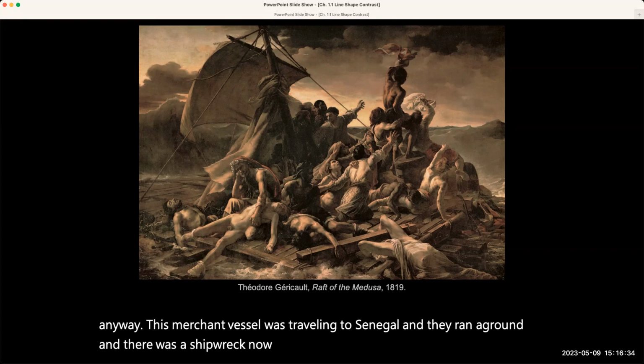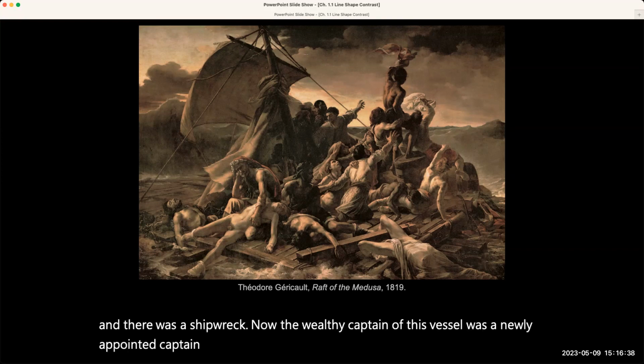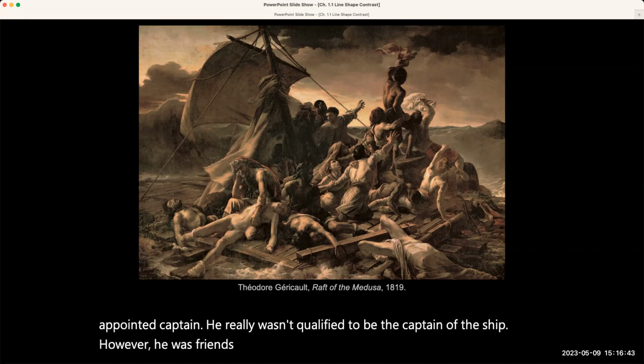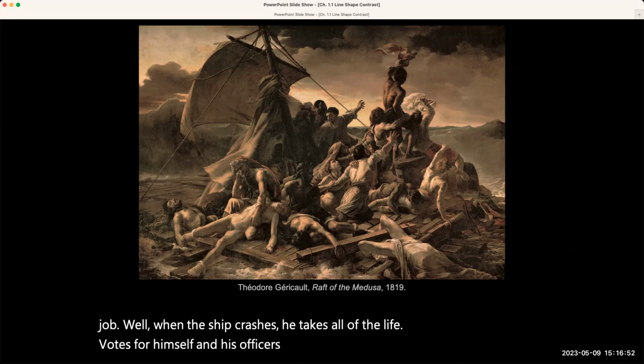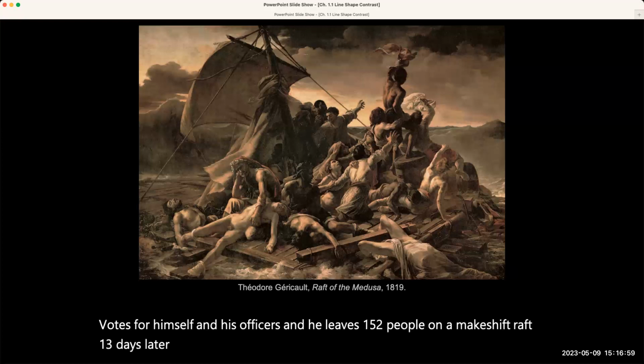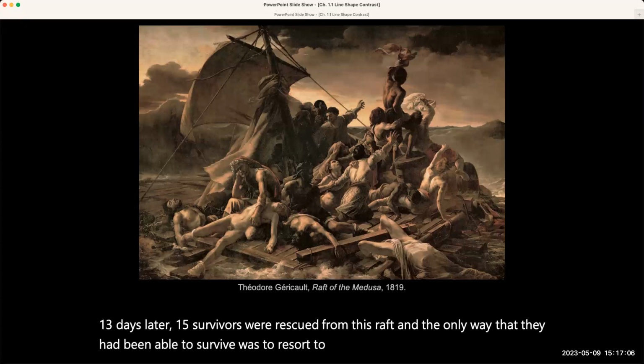Now, the wealthy captain of this vessel was a newly appointed captain. He really wasn't qualified to be the captain of the ship. However, he was friends with the new monarchy of France, and so it got him the job. Well, when the ship crashes, he takes all of the lifeboats for himself and his officers, and he leaves 152 people on a makeshift raft. 13 days later, 15 survivors were rescued from this raft, and the only way that they had been able to survive was to resort to cannibalism.